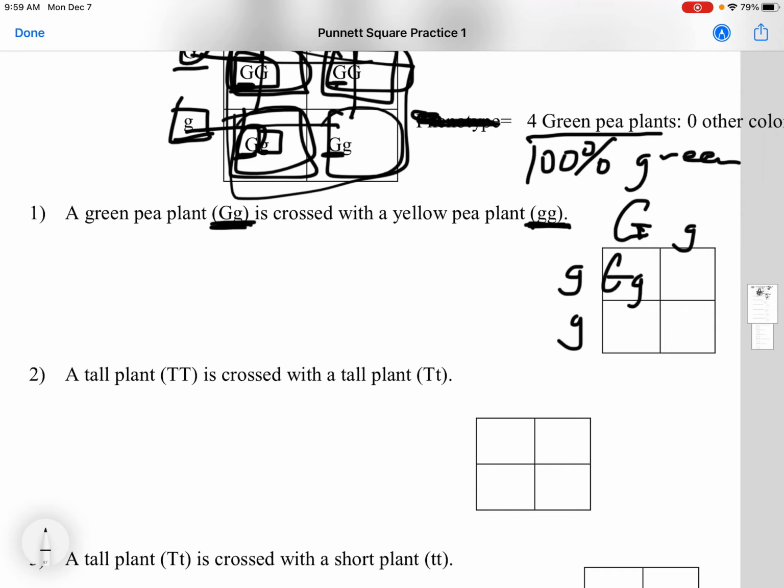But for now, let's just fill it in, bring it down, bring it over, bring it down, and bring this one all the way over. So that's a Gg, little g. Bring down, bring over, bring down, bring over. So let's just look and observe what we can tell, okay?